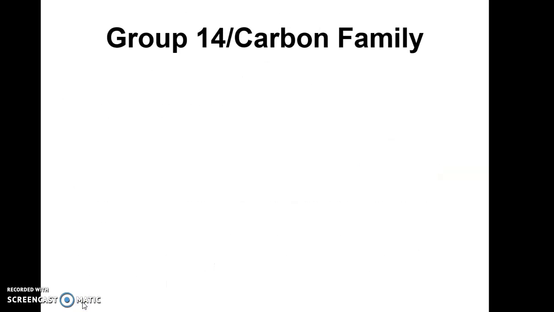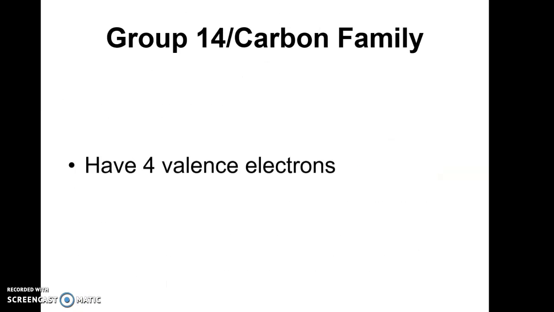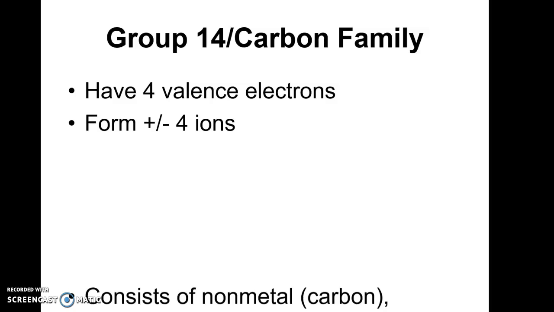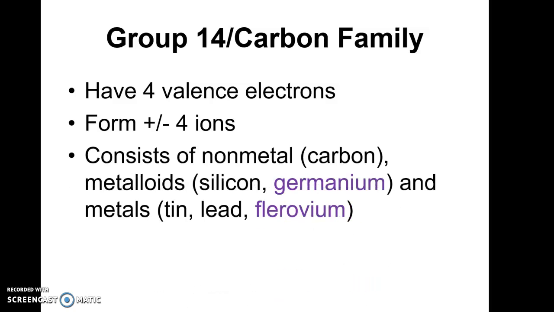Okay, moving on to the next column over, the carbon family, or group 14. And they will have 4 valence electrons. So now we're right in the middle. So they could lose 4 electrons and become +4, or they could gain 4 electrons and become a -4 ion. And they are also a mixed group.